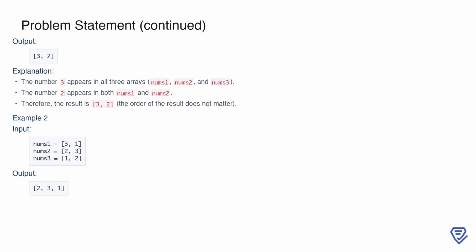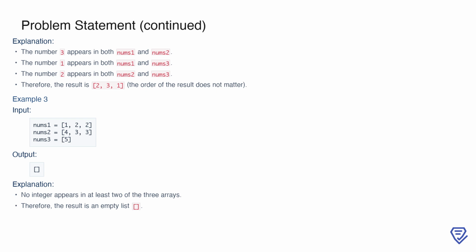Now, let's consider another example to further clarify. In the second example, nums1 is 3, 1, nums2 is 2, 3, and nums3 is 1, 2. The output here is 2, 3, 1. This is because the number 3 is present in both nums1 and nums2, the number 1 is found in nums1 and nums3, and the number 2 is shared between nums2 and nums3. All 3 numbers meet the condition of appearing in at least 2 arrays, so they are included in the result. Again, the order of the output does not matter.